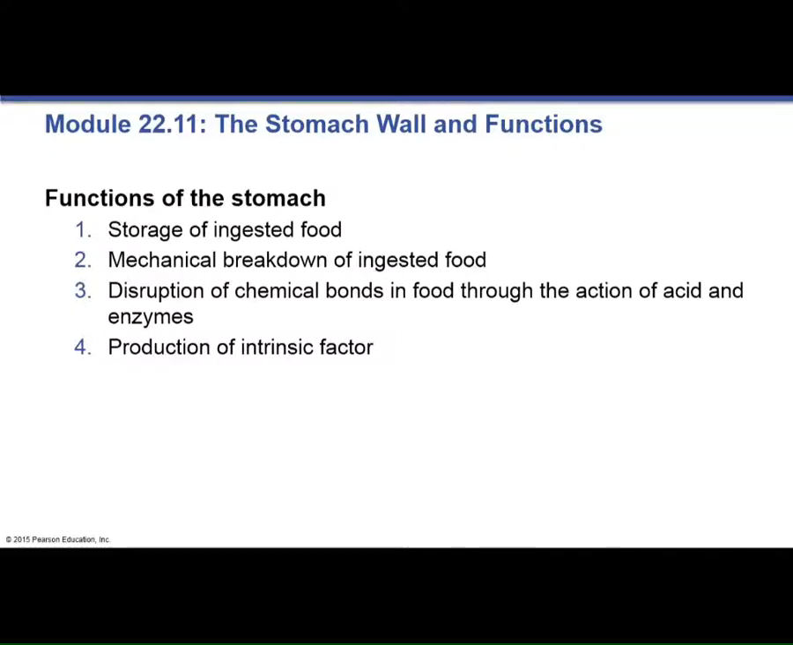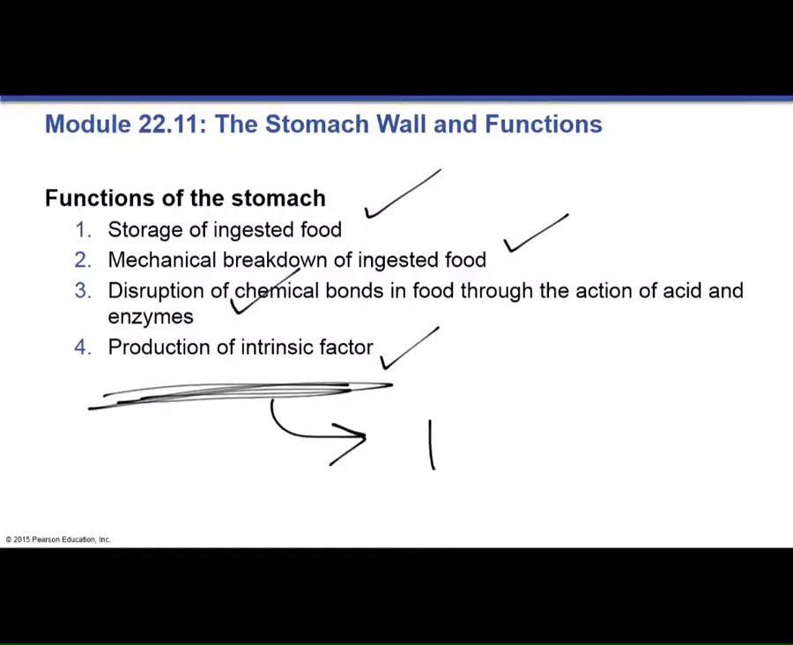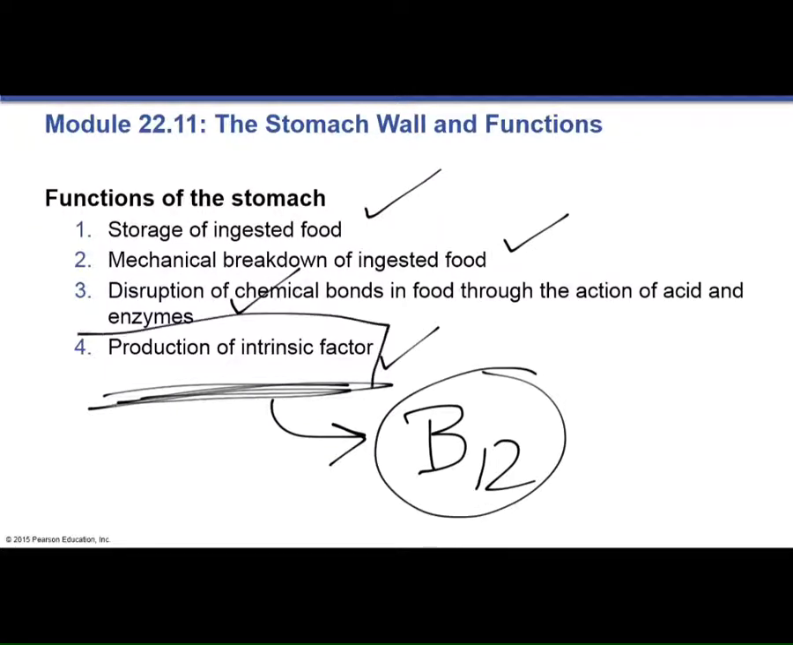So the stomach, we know it's going to store the food for a short while. It's going to break down that food. It's going to disrupt chemical bonds through acid and enzymes. And one more thing, the stomach is making a protein called the intrinsic factor. And we'll see that intrinsic factor is important for vitamin B12 to be broken down and absorbed into the body. And this is the only place in the body where this stuff is made, intrinsic factor, important for B12 absorption.